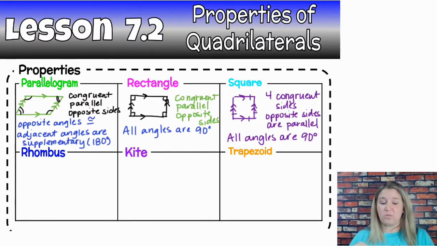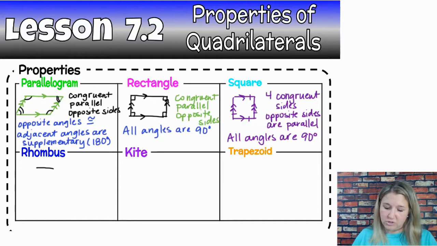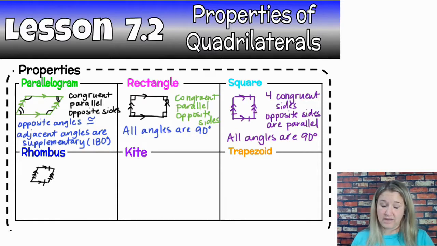But the reason why a rhombus and a square are different is because not all the angles have to be congruent in a rhombus. So a rhombus, if we have two parallel sides like such, and then we have two sides that go this way, these two are going to be parallel, and then the two opposite sides as well. And then also all these sides are going to measure to be the same there.